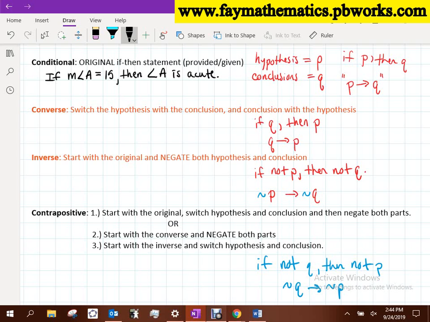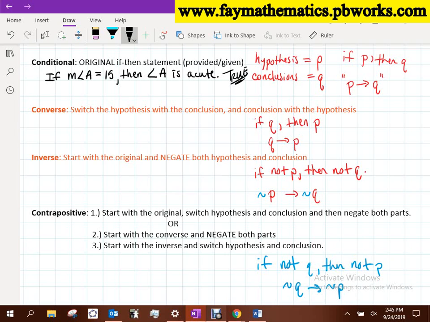Angle A equals 15 matches the definition of acute, which says it's any angle between 0 and 90 degrees. Angle A fits that classification, so angle A is acute. So this is a true statement. We're interested in being able to answer whether it's true or false.